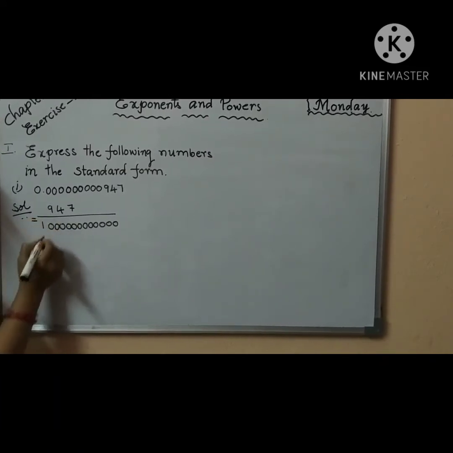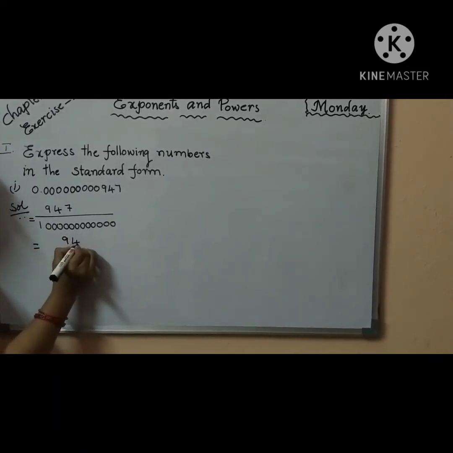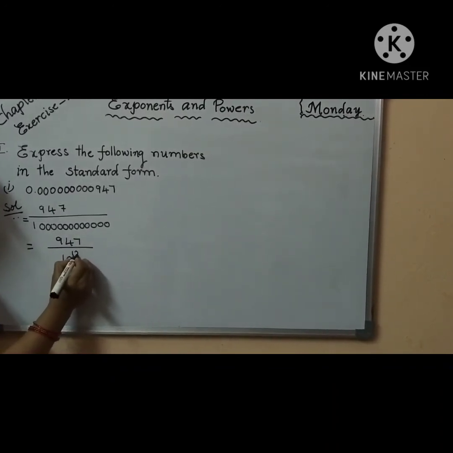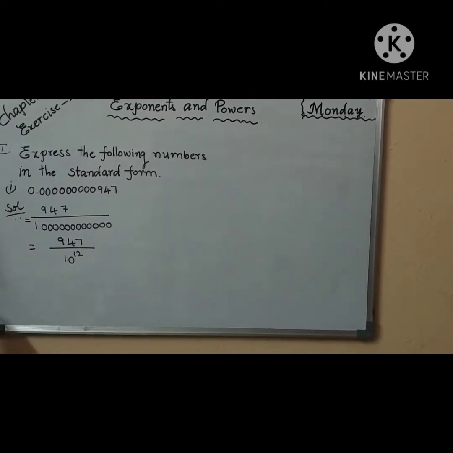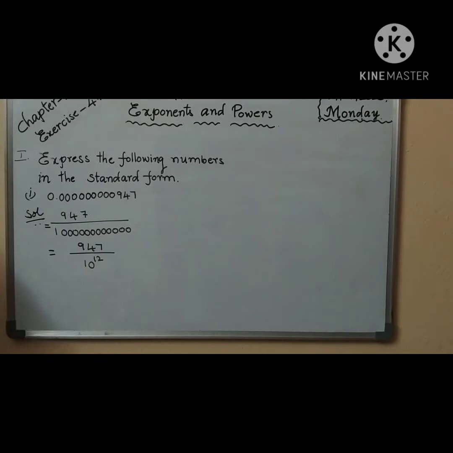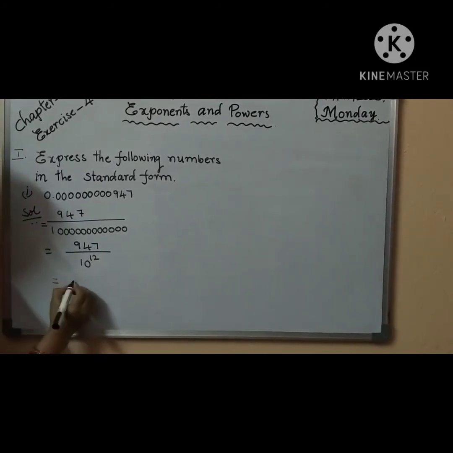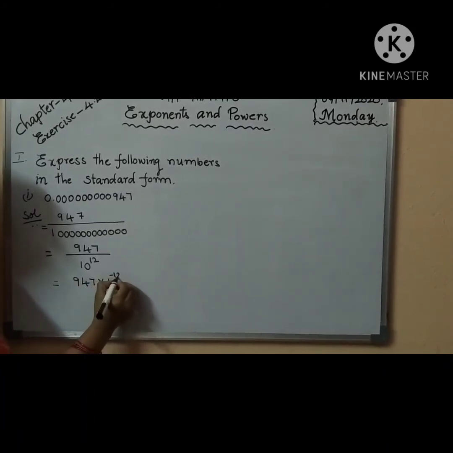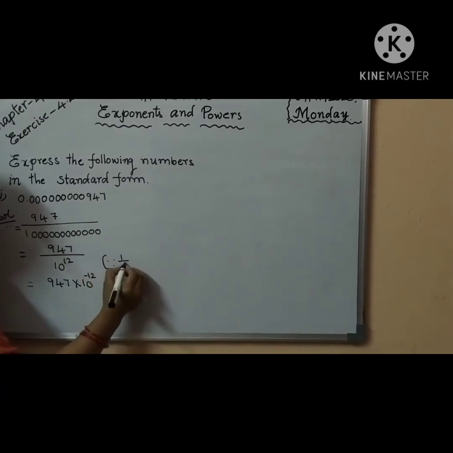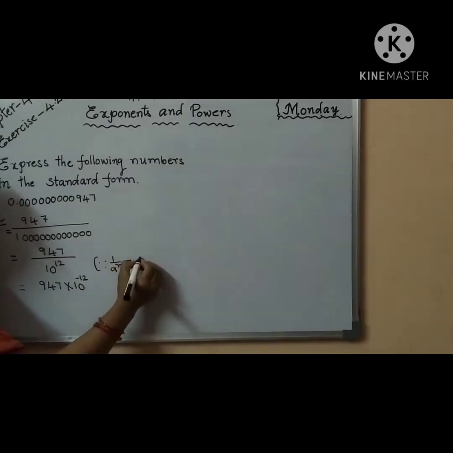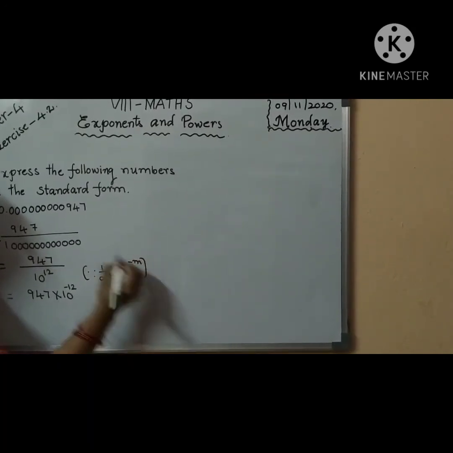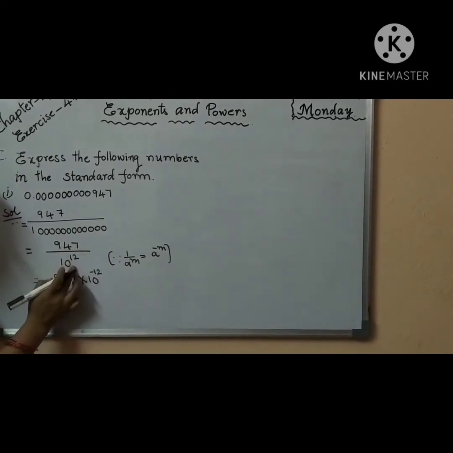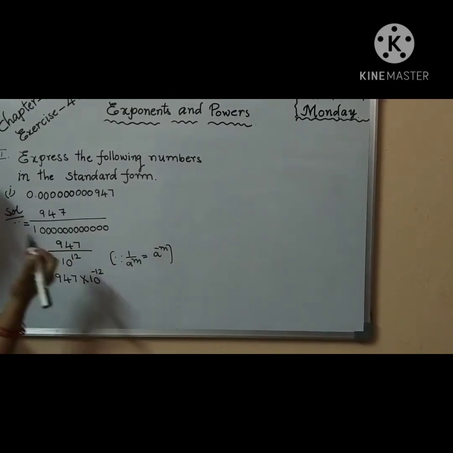Okay. 947 by how many zeros are there? 12 zeros. So we should write here 10 power 12. 947 by 10 power 12. So here write 947 into 10 power minus 12, because by the laws of exponents, 1 by a power m is equal to a power minus m. So here write 947 into 1 by a power m, which means a power minus m. So 10 power minus 12.